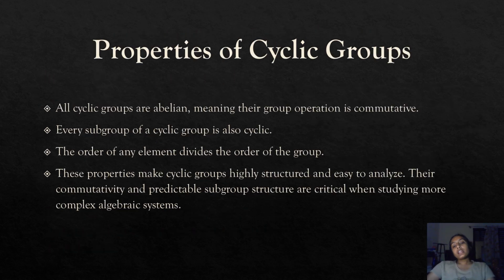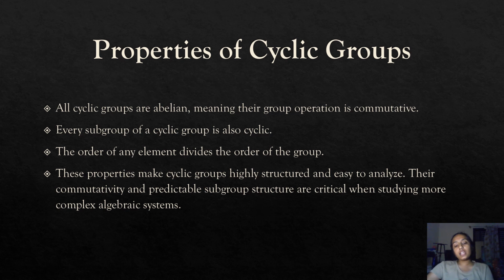Next, we have the properties of a cyclic group. All cyclic groups are abelian, meaning the operation is commutative. When do we consider a cyclic group to be abelian? That is when it satisfies all the properties that we discussed earlier: closure property, associative property, commutative property, inverse property and identity property. Every subgroup of a cyclic group is also cyclic. As we discussed earlier, if the main group is cyclic, then its subgroups are also considered cyclic.